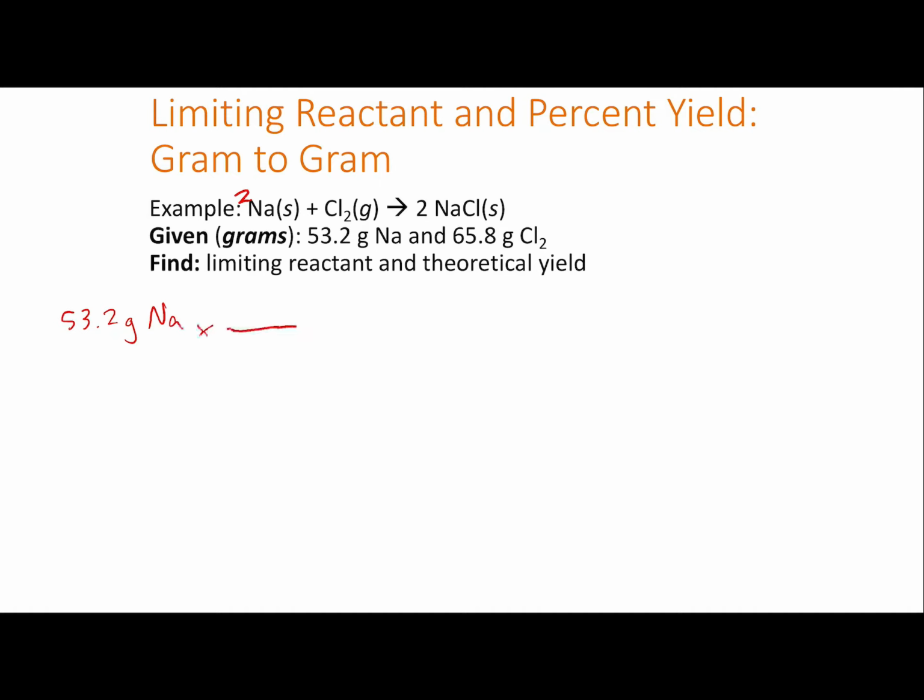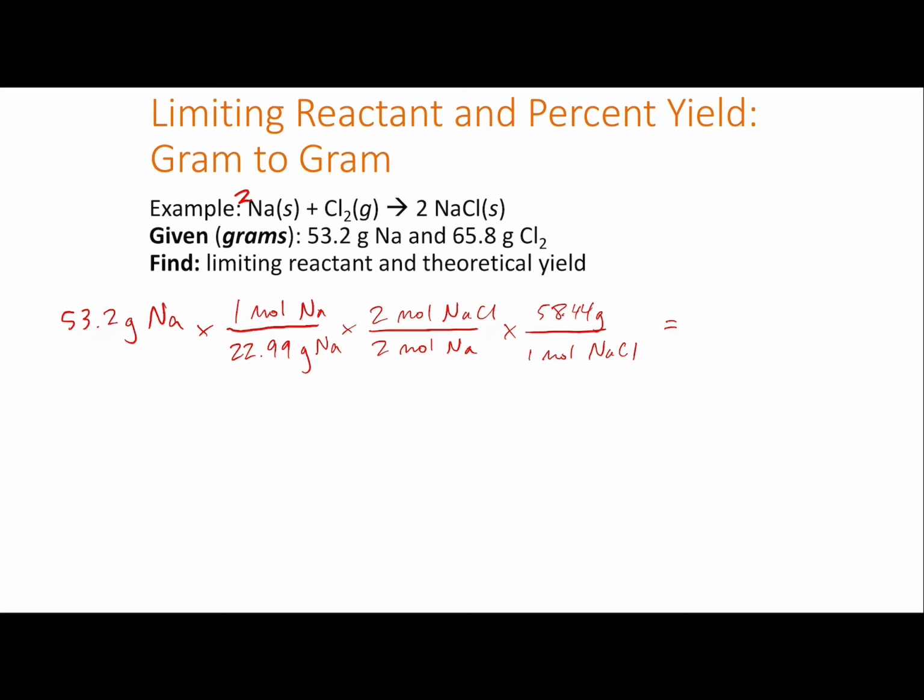We're going to make a calculation. 22.99 grams of sodium is 1 mole of sodium. According to our equation, 2 moles of sodium makes 2 moles of NaCl. And then we're going to say that 1 mole of NaCl has the weight of 58.44 grams. That way we can get an answer in grams here.